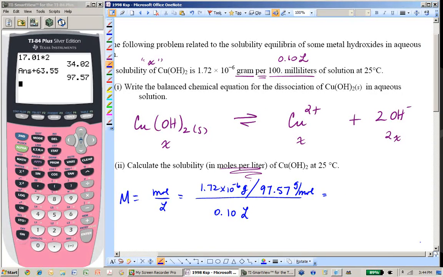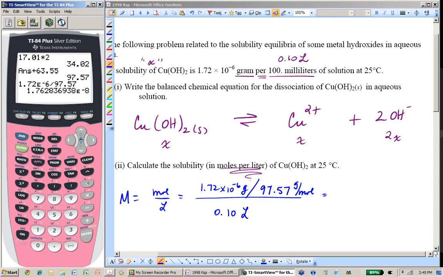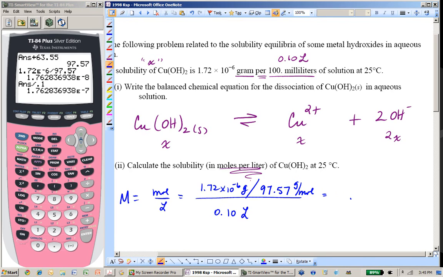So here we have 1.72 EE minus 6. Yep, minus 6. Okay, divided by the molar mass I just calculated. I'm going to go ahead and get that numerator and then divide by 0.1, which is the same thing as multiplying by 10. And we come out with 1.76, or 2 sig figs good? Yeah, 2 sig figs are good. 1.76 times 10 to the minus 7 molarity. 1.76 times 10 to the minus 7 molar, or mole per liter. Or you could have just put it in square brackets. They all mean the same thing.